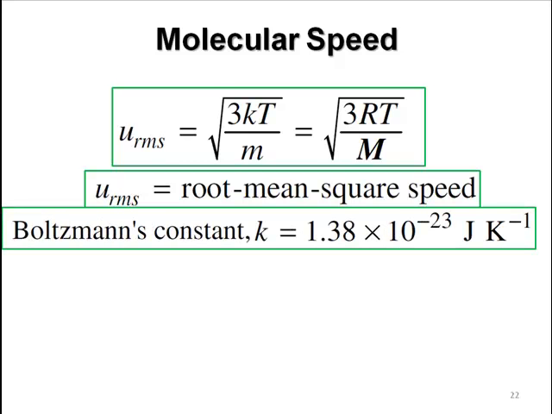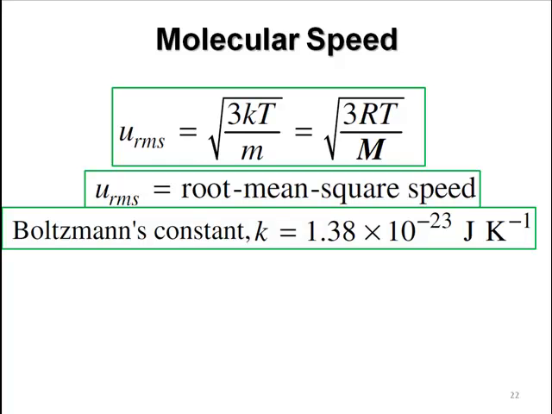Now, the Boltzmann constant is the k in this equation. This enables us to determine what's called the root mean squared speed of a molecule. If we know the mass of it, temperature, and k, we can plug it in here to get the root mean squared.